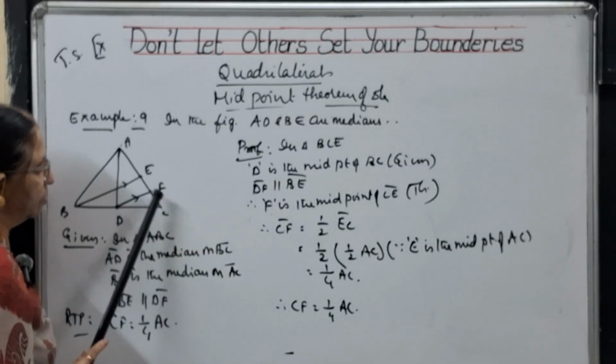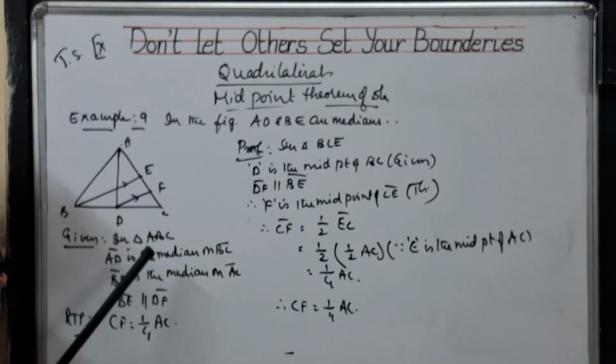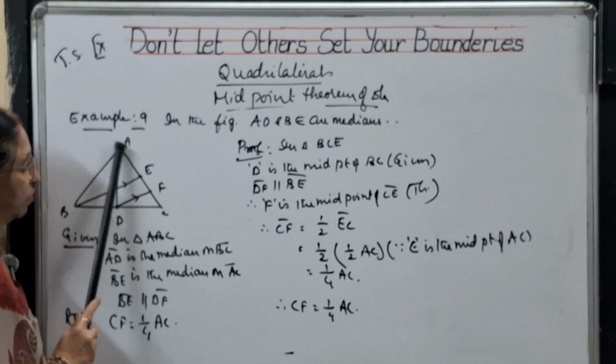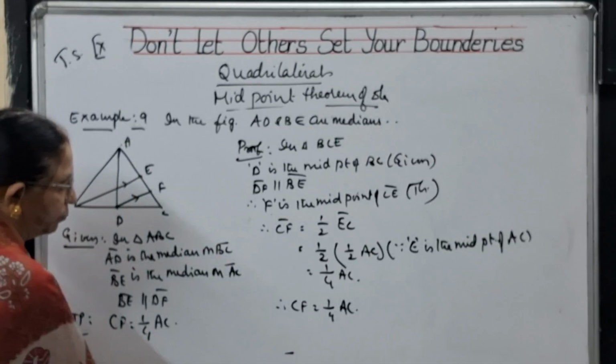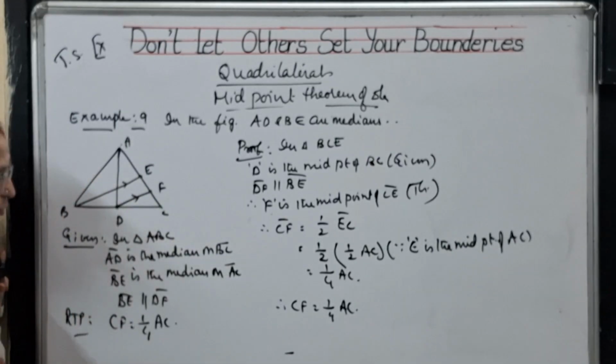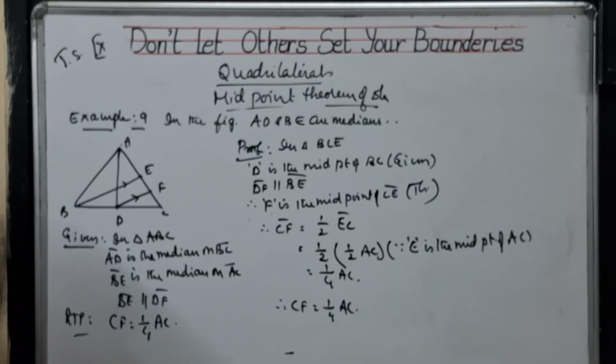So what is CF? CF is half of CE. What is CE? It is half of AC. So 1/4 of AC. CF is equal to 1/4 of AC. Please note it down.